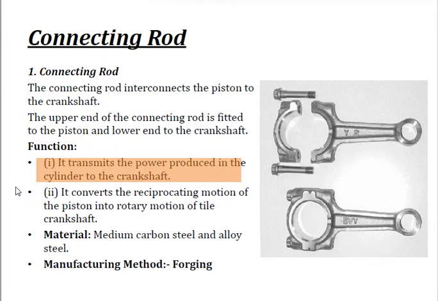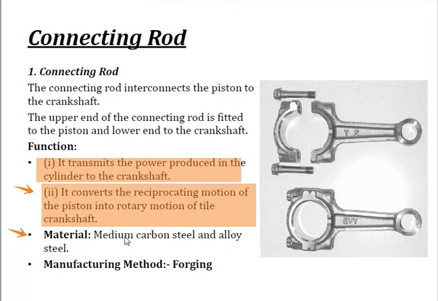The next function is that it converts the reciprocatory motion of the piston into the rotary motion of the crankshaft. Now what is the material used? The material used is medium carbon steel and alloy steel. This is the material used to produce the connecting rod. The manufacturing method is forging. Forging is the process by which the connecting rod is manufactured.